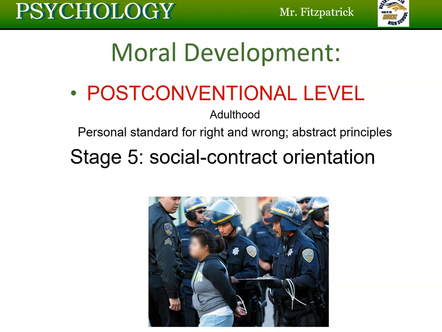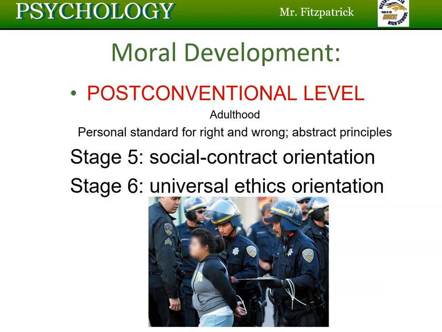When laws are consistent with the interest of the majority, they're obeyed because of the social contract. Laws can be morally disobeyed if they fail to express the will of the majority or fail to maximize social welfare. And finally, stage 6 is the universal ethics orientation.